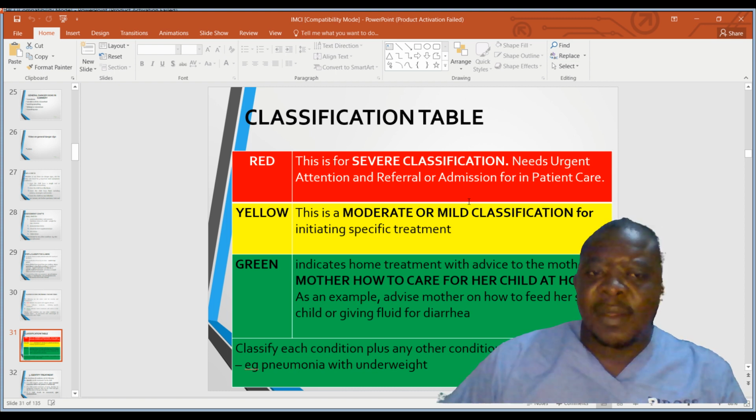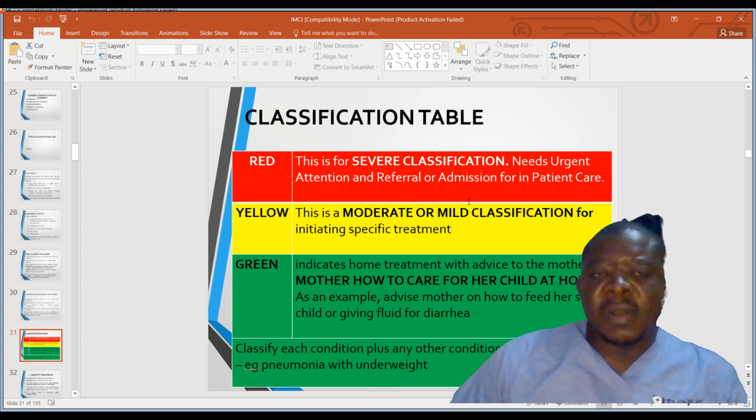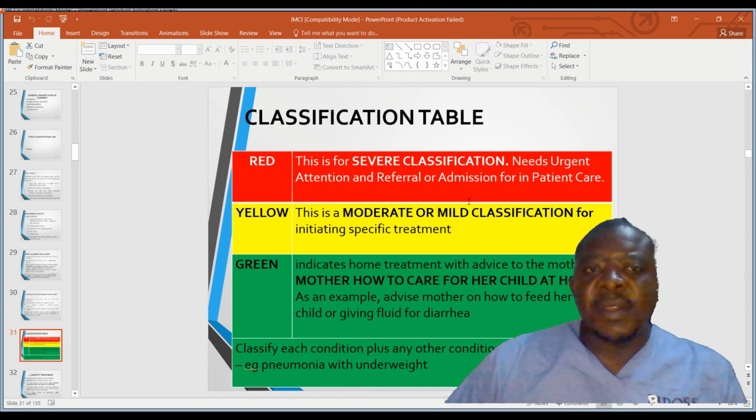You may do that. You can classify each condition plus any other condition, e.g. nutrition status, pneumonia with underweight and the like, using this color code. So red for severe, yellow for moderate, and green for a condition that needs just home treatment. So home treatment and the IEC. So the interventions have been discussed there.